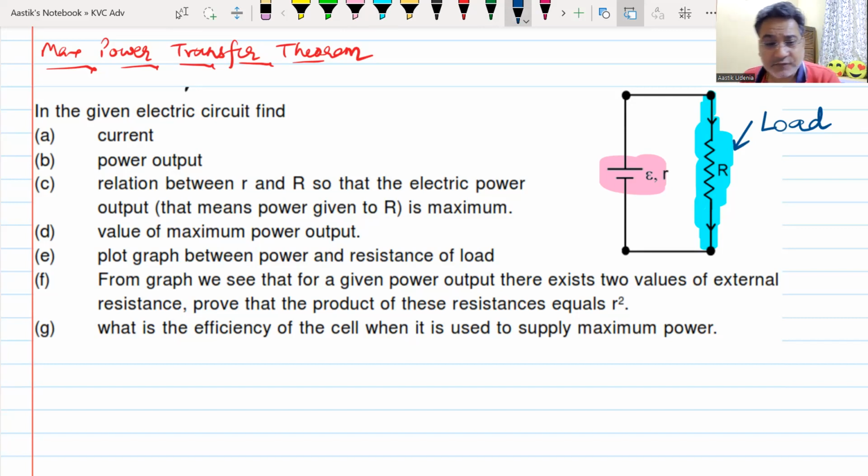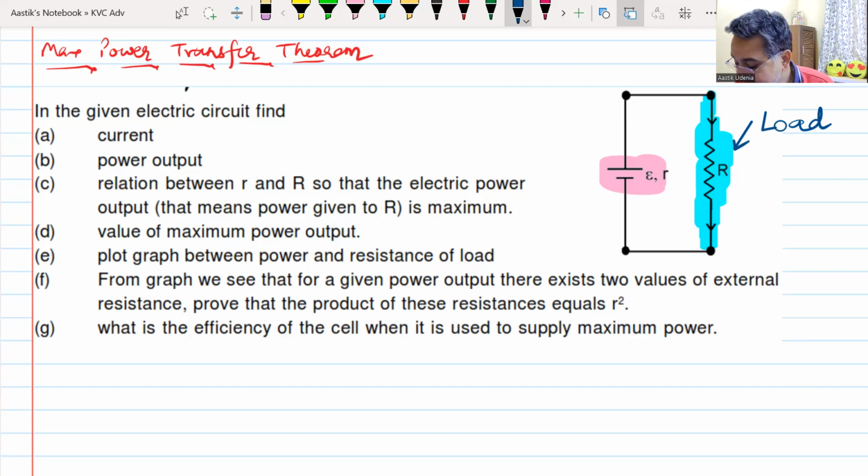What is the condition for which the maximum power is given to the load, given by this maximum power transfer theorem? So what I have done is I have converted it into a question and found out everything in this question: current, power output. You can also find the internal resistance of the battery. So we can solve it in different parts. We'll write all these answers together, and that becomes the summary of this entire thing together.